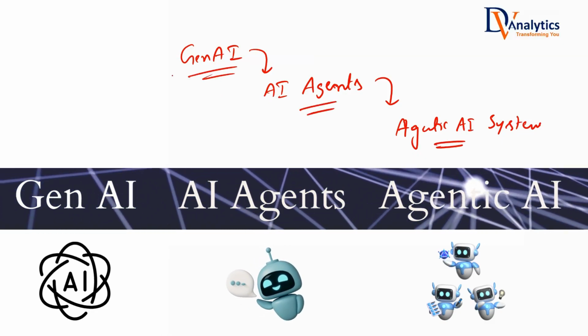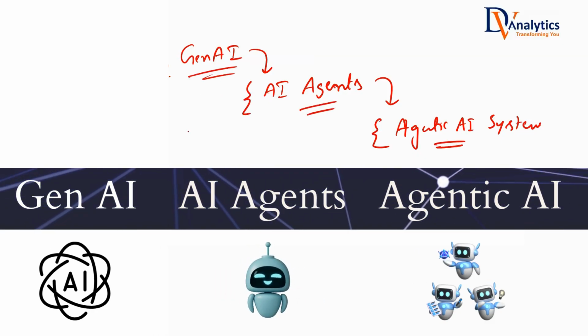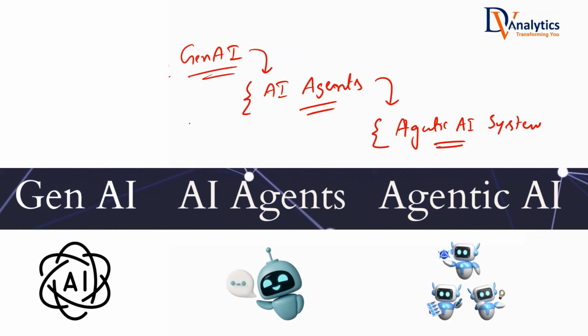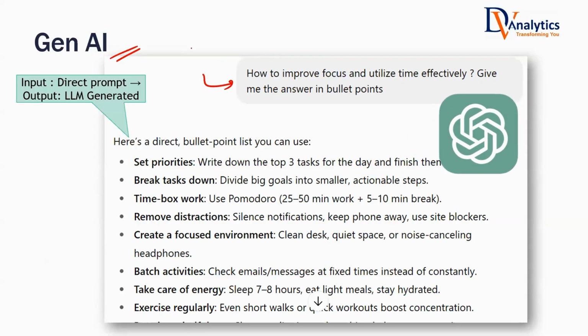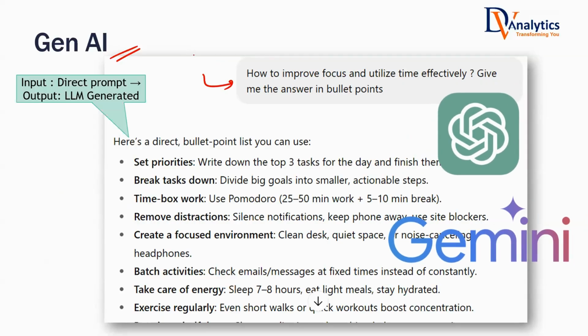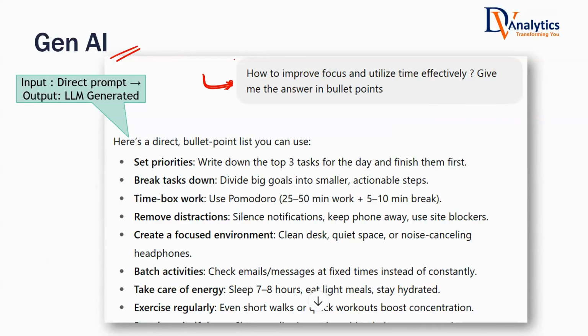There is some comparison, there are some similar points, but there is a subtle difference between these three. When somebody says Gen AI, it means that you give an input to a large language model, any large language model like ChatGPT or Gemini. Let's say my input is: how to improve focus and utilize time effectively. Give me the answer in 10 bullet points. So this input prompt that you give, you will get the output that is generated.